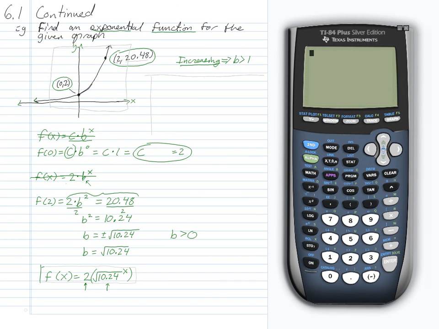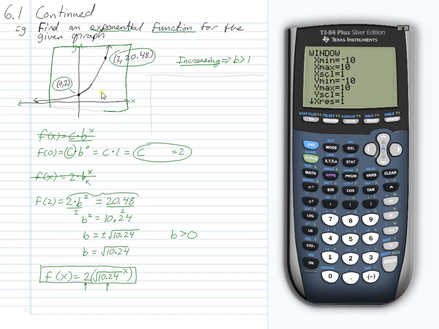That would be our function. And if you plug that into your grapher, let's bring out the graphing calculator. We'll type y equals 2 times the square root of 10.24, and we'll raise that, and this is where you need your caret button, to the x.